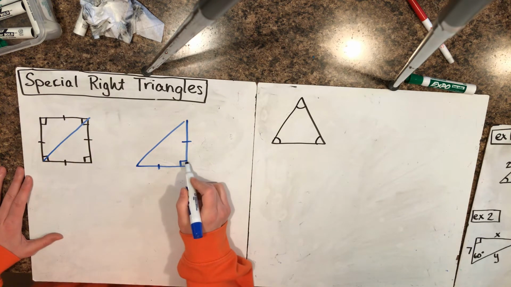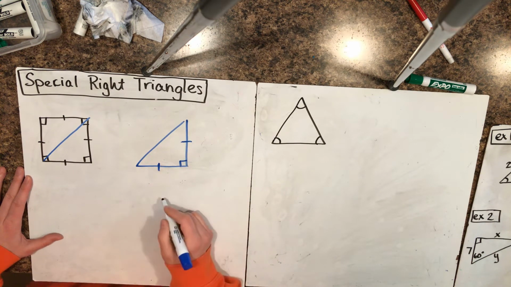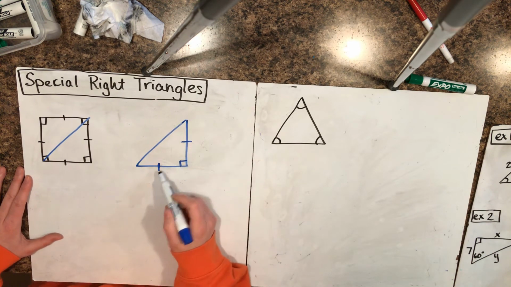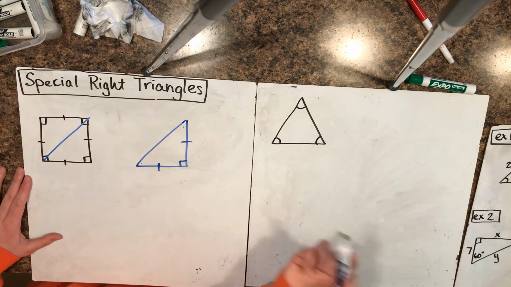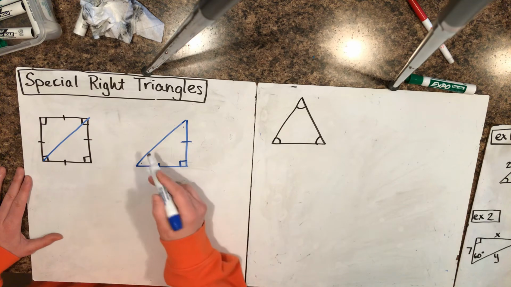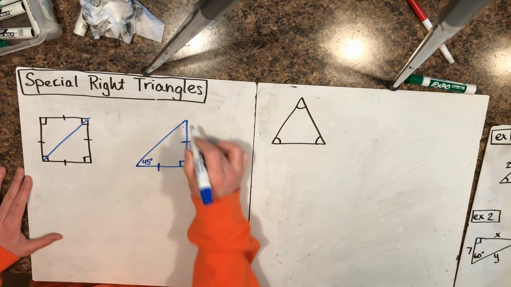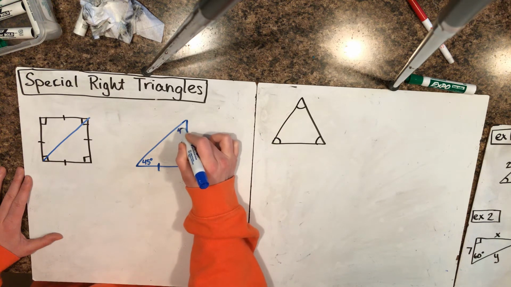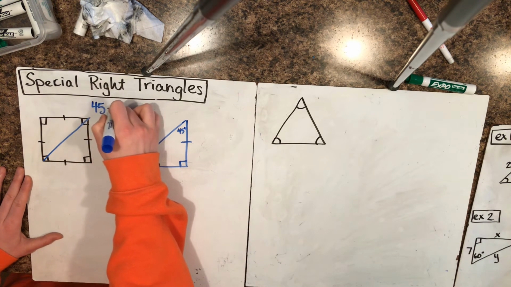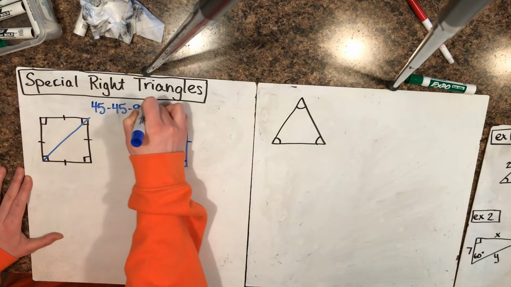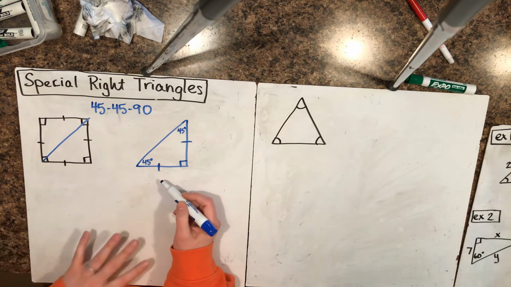Well, obviously it's a right angle. Obviously we have two congruent sides, so it's an isosceles right. And remember, if it's an isosceles triangle, it means that these two corners are also equal. Well, if this is 90 and these two are equal, they each have to be 45 degrees. Okay, so if I take a square and I cut it in half, I have what we call a 45, 45, 90 triangle.